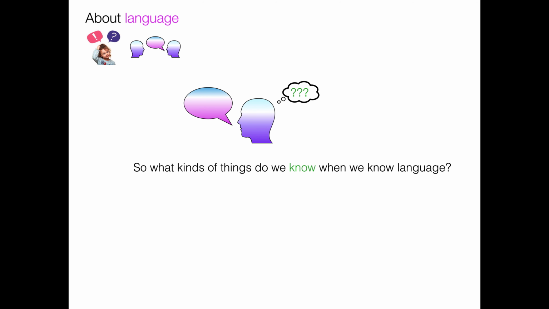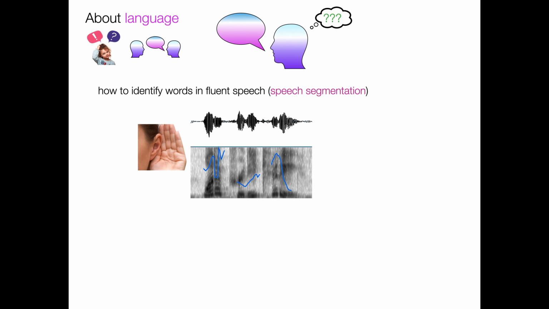What kind of things do we know when we know a language? We know a lot, right? But here are just some things that we know. We know, for example, how to identify words in fluent speech, which is called speech segmentation.